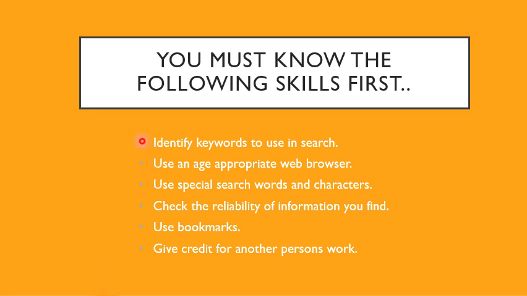Okay, we must know the following skill sets first. Number one is to identify keywords to use in search. Use an age-appropriate web browser. Use special search words and characters. Check the reliability of information you find. Use bookmarks. Give credit for another person's work. We are going to learn in detail how we can follow these skills first. These are the basic skill sets through which we can use the computer to learn other subjects also.